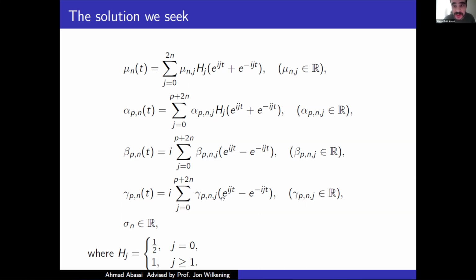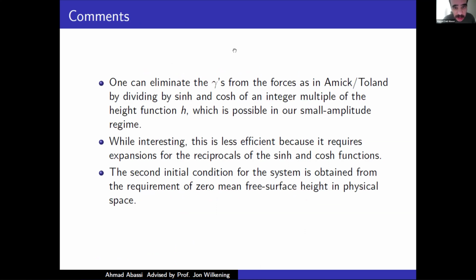So we need to take half, since 0 doesn't have a counterpart in the exponential. And here's a nice comment. In Amick and Toland's equations, they actually eliminated gamma from the right-hand side and the left-hand side, the non-homogeneous forcing terms, because their forcing terms didn't actually depend on gamma the way ours do, courtesy of the height function.